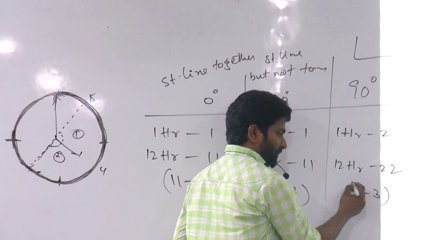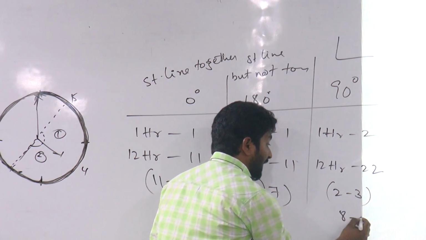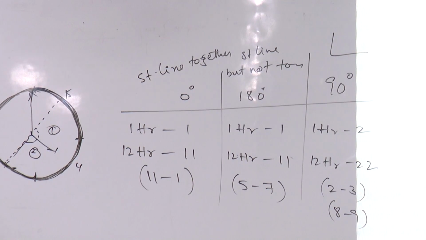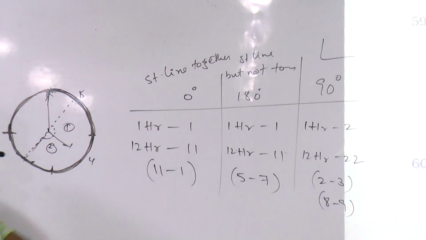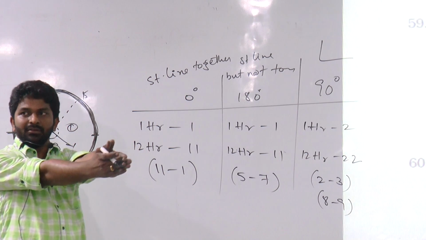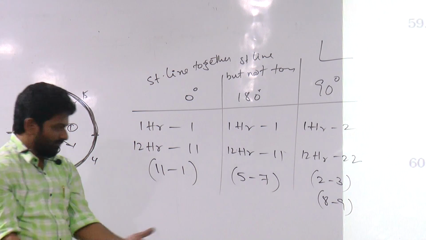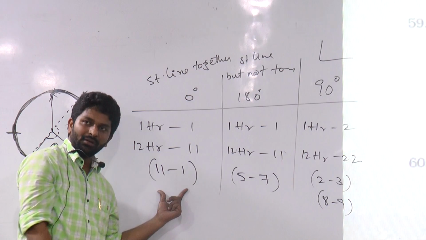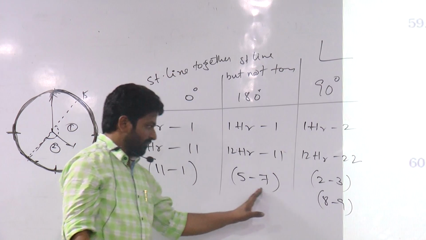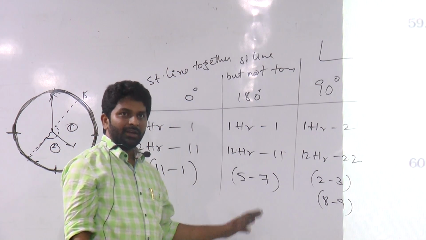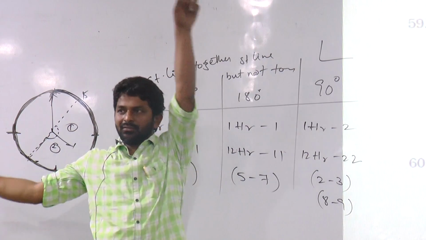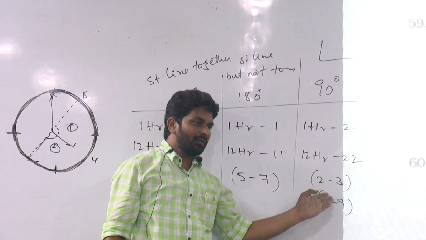Missing time, we have discussed already, 2 to 3 and then 8 to 9. Easy to remember basically. 0 degrees, best example, 12 o'clock, 11 to 1. 180 degrees, 6 o'clock, 5 to 7. Right angle, 3 o'clock, 9 o'clock.